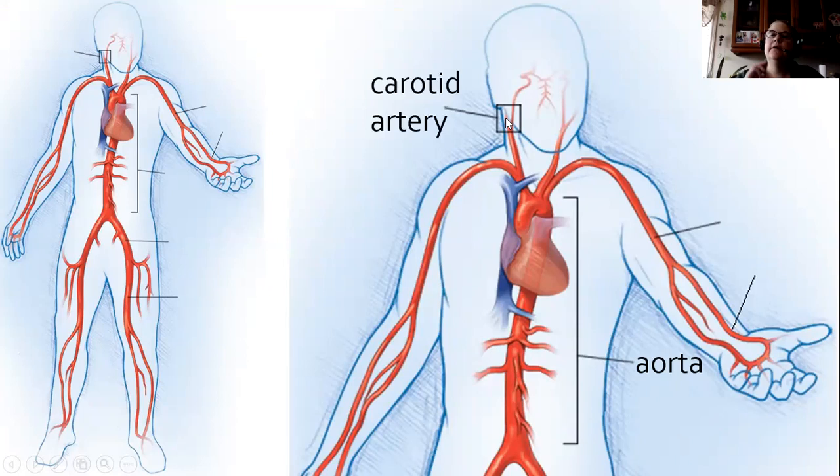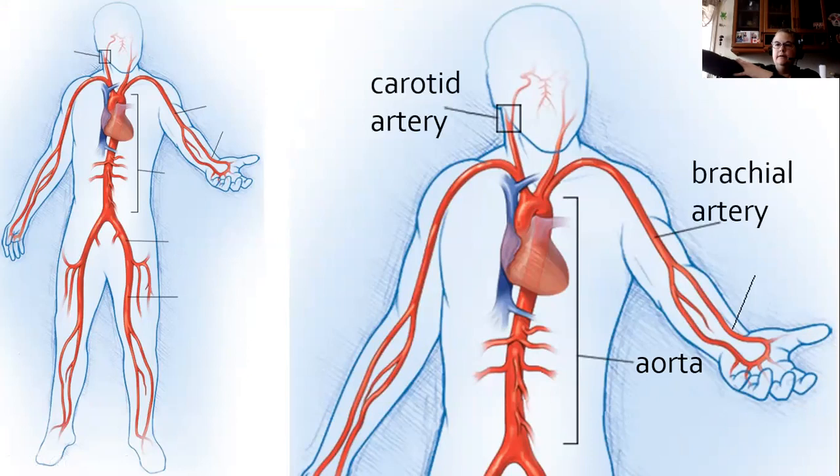The carotid artery. We have it on either side. This is highlighting the right side, but there's a carotid artery over here on the left side as well. So when we're feeling our pulse in our neck, we're feeling the pulse in the carotid artery. We see how this branches right from the aorta, which is here, and that's up here in our neck.